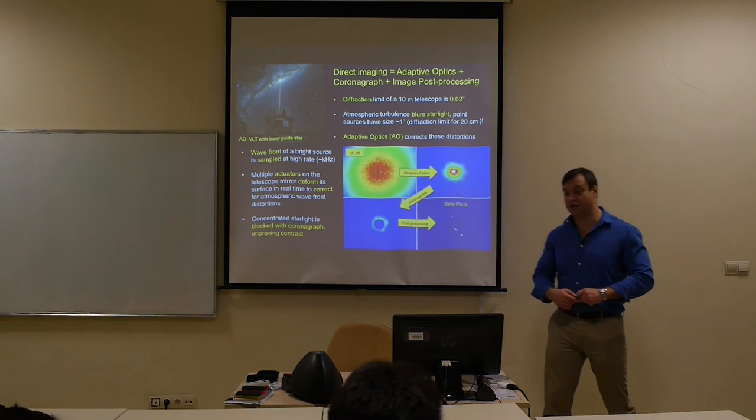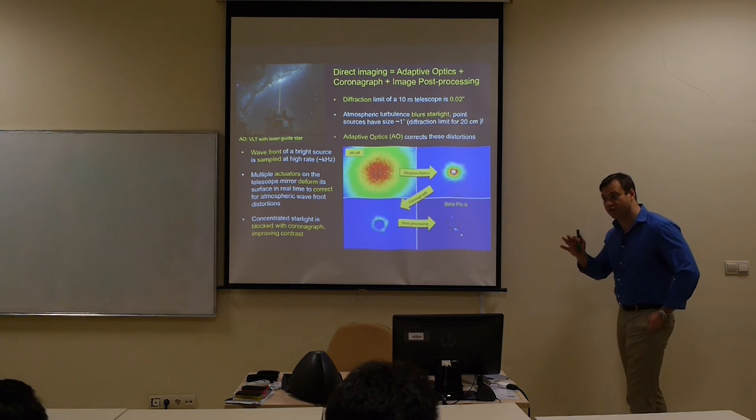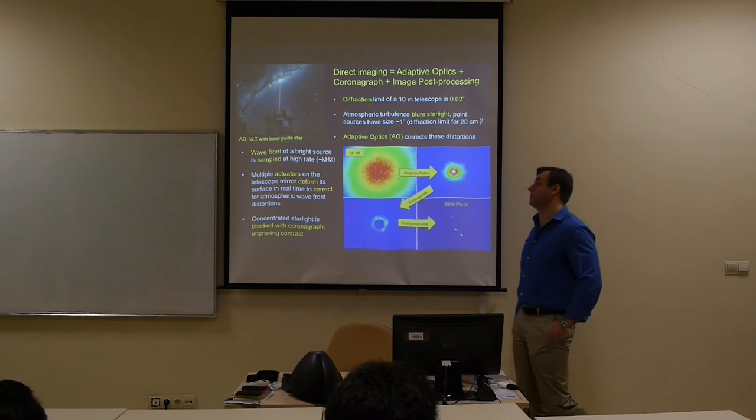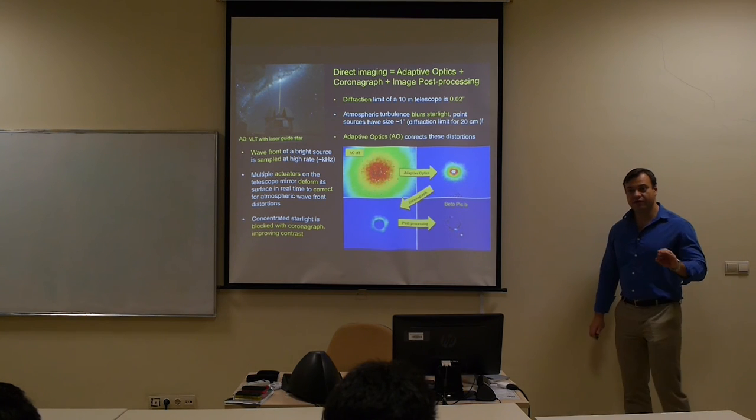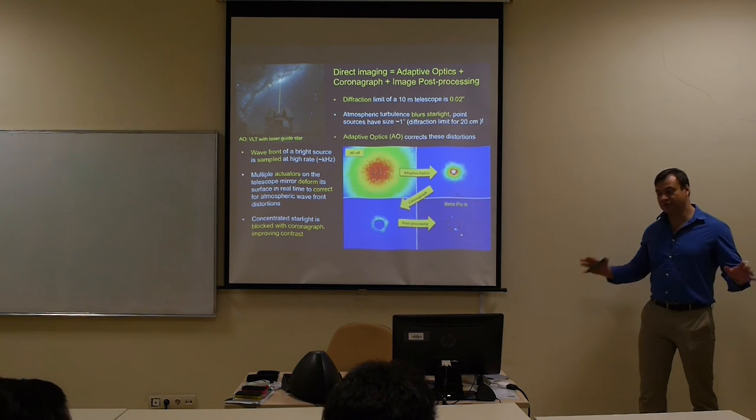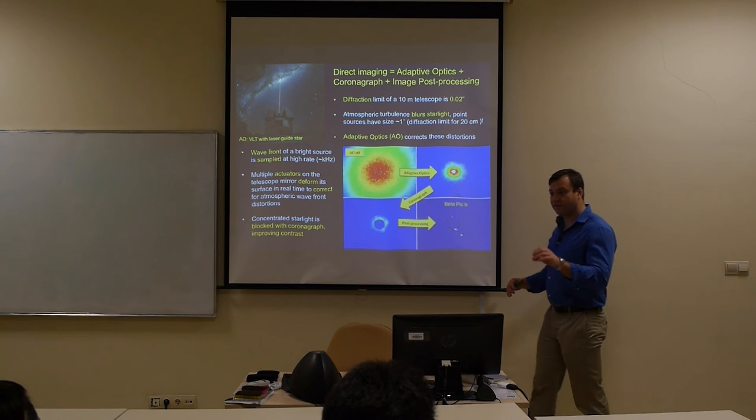Okay, one final method of finding exoplanets, but not the last one which I'll talk about, is the method of direct detection. This is a method where you actually really see the light produced by the planet. But this is a very, very difficult exercise for a very simple reason. Planets are very faint.